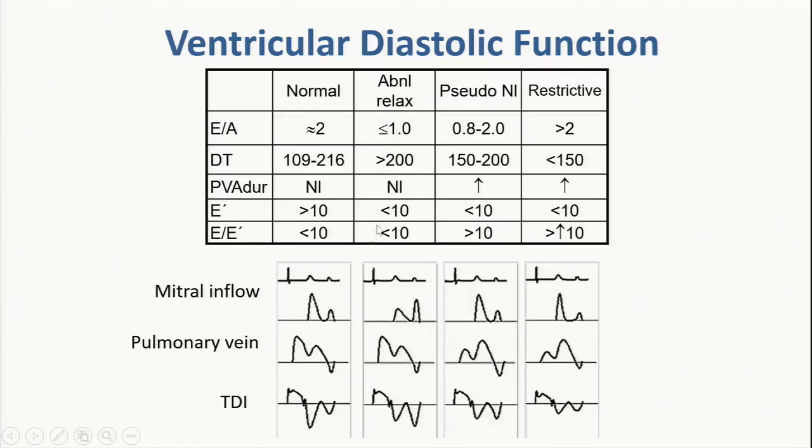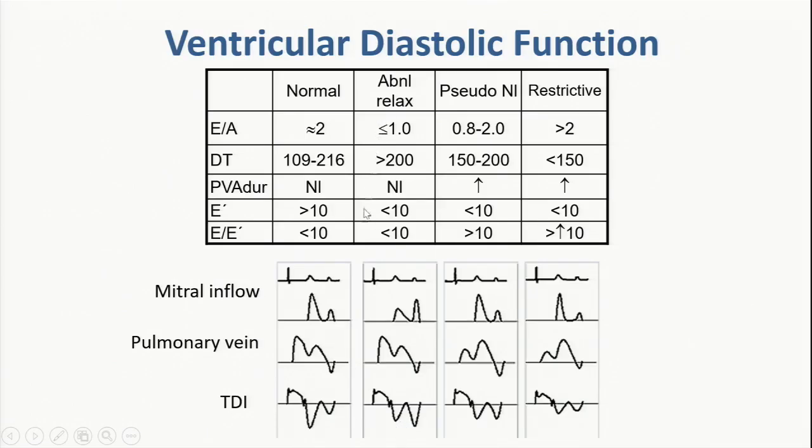Pulmonary vein A wave duration generally stays normal. E prime on the tissue Doppler has now decreased. This was normal. It's now lower amplitude, so less than 10. And now, if you look at that E to E prime ratio, that's still less than 10 here. Because this got smaller, but this one got smaller as well, and the ratio still stayed less than 10.